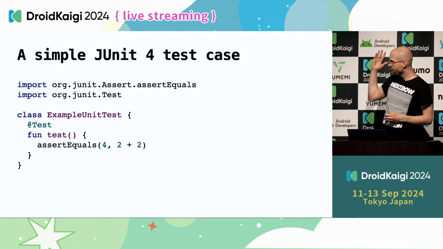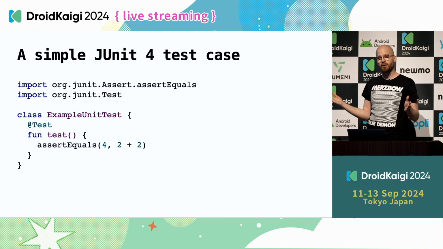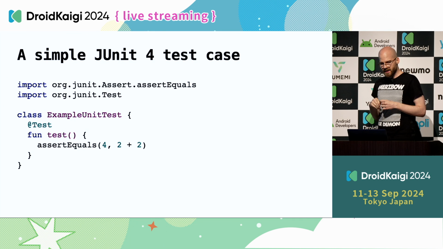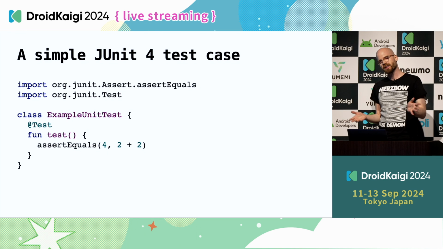This is the simplest test case that there is. If you create a new Android Studio project right now, you will get this class. And this uses JUnit 4, of course. So to start, let's change this to JUnit 5. Watch what happens.